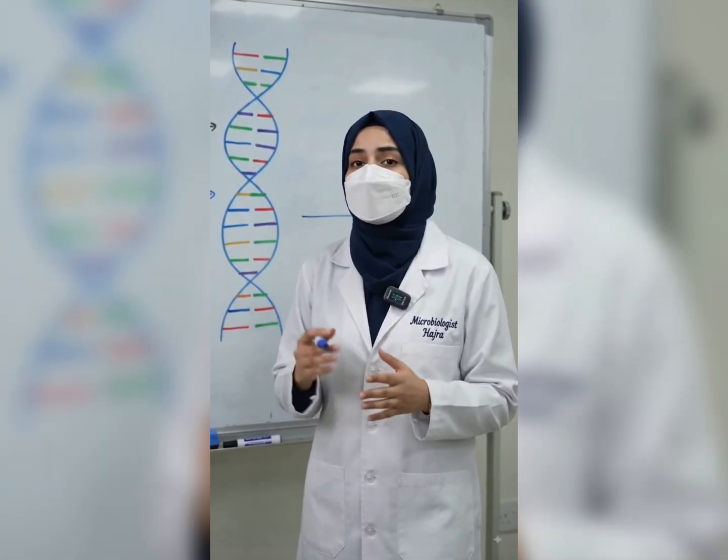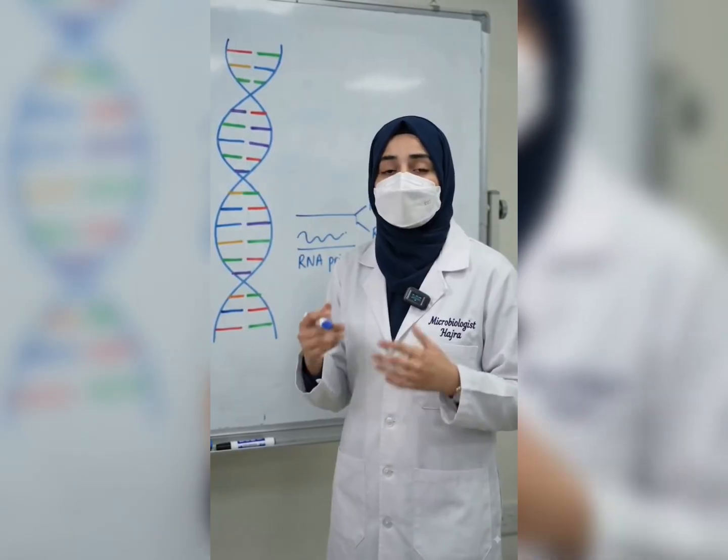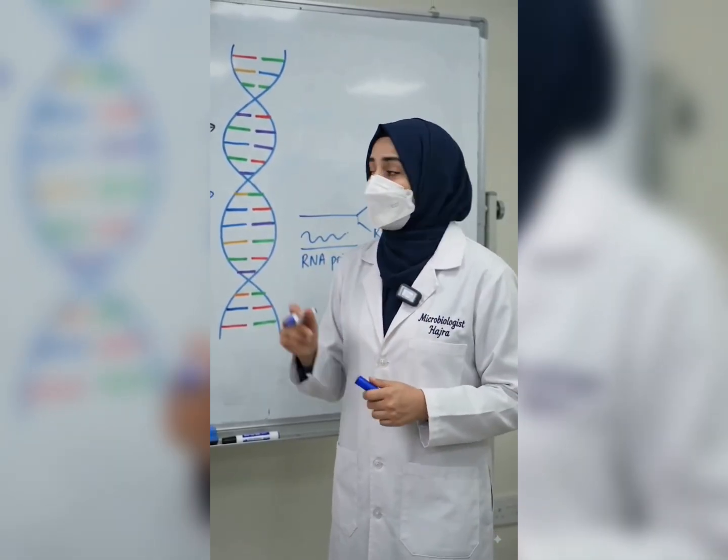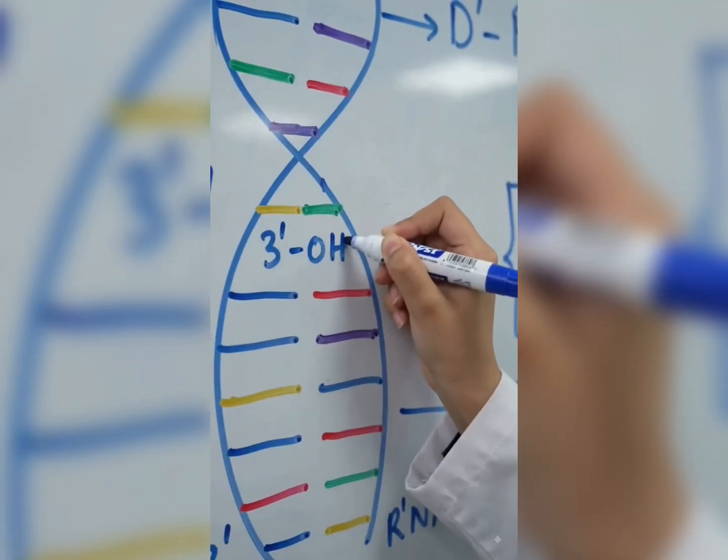Now we have another problem. DNA polymerase cannot start building a new strand from nothing. It needs a starting point. This is provided by an RNA primer. The primer provides a free 3'OH group. This is what DNA polymerase needs.